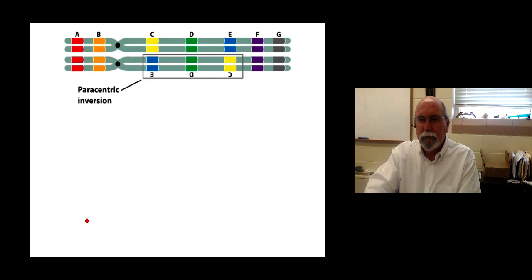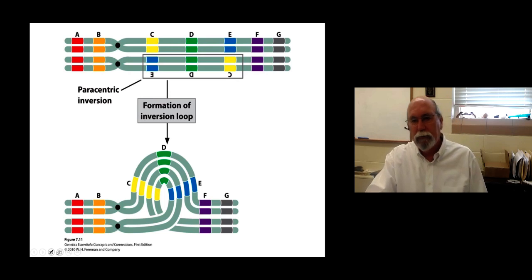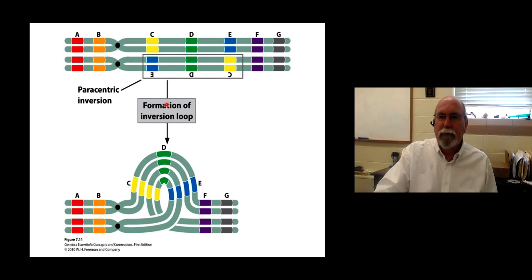Well, the way they're going to do that is through what's known as an inversion loop. And this is what you would actually see when you go into meiosis, and if you went into late prophase, you would actually see these types of inversion loops like this, okay? These inversion loops work out fine.